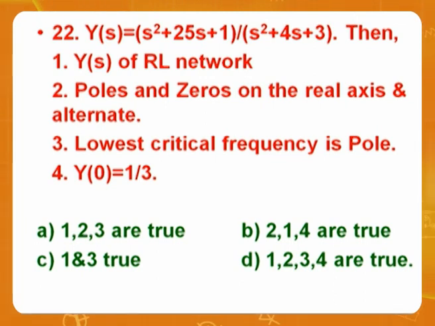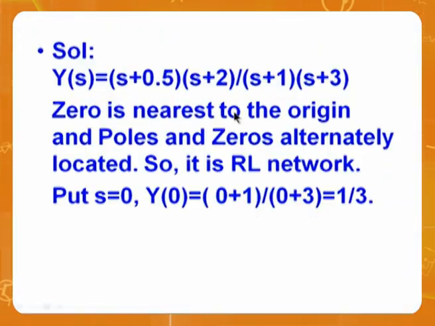And poles and zeros, unless you really calculate the roots here, you cannot say whether they are alternating or not. So let me take you through the roots here: S plus 0.5, S plus 2, S, and S plus 3. That means the nearest to the origin is a zero, and poles and zeros are alternately located. So it is an RL network, with S equal to 0, you substitute, you will get 1 by 3.